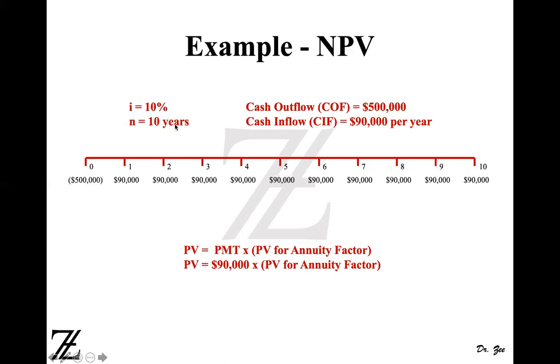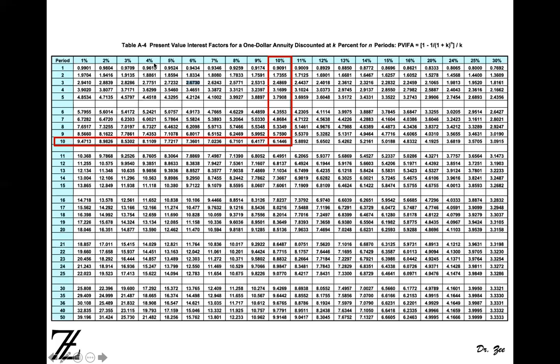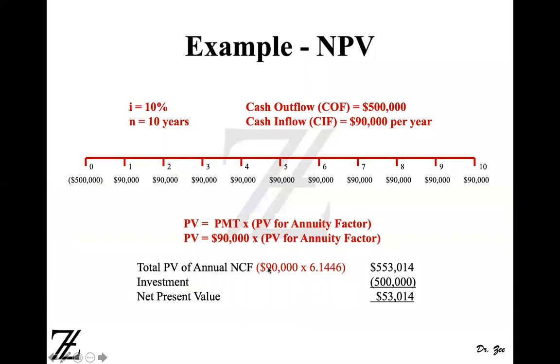Two things that you need to keep in mind. You're looking for 10% interest and 10 years investment. So you come to the present value of an annuity and you look for 10 years investment at 10% interest rate. The factor is 6.1446. Now you multiply this 90,000 times 6.1446. So the present value of the cash inflow is $553,014.